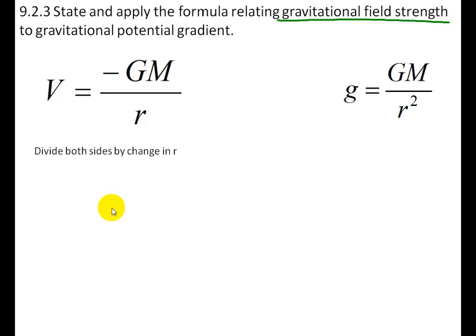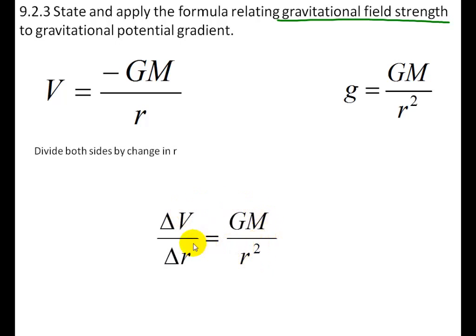State and apply the formula relating gravitational field strength and gravitational potential gradient. We know that the gravitational potential is minus GM over r, and we know also that gravitational field strength is GM over r squared. Now, with V equal to minus GM over r, if we divide both sides by a change in r, we end up with the change in potential divided by the change in distance will be equal to GM over r divided by r again.